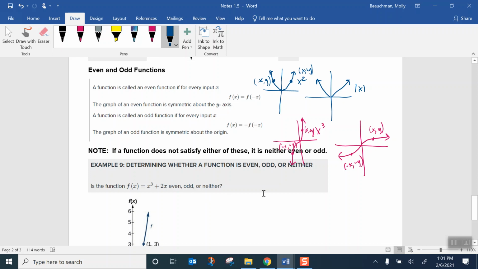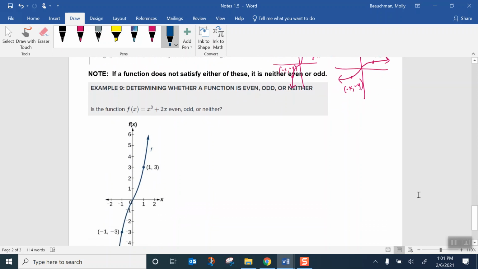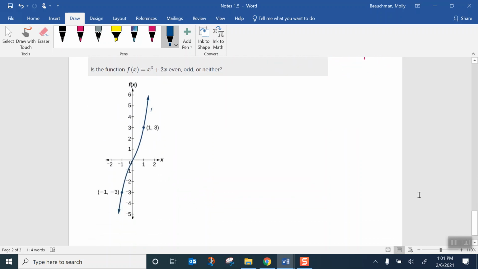So if you want to determine whether a function is even, odd, or neither, you can graph it and take a look. So is the function f of x equals x cubed plus 2x even, odd, or neither? So if we graph it, you can see that if you were to take this and rotate it 180 degrees around the origin, it would be the same, or for every (x, y), there's a (negative x, negative y). So this function is odd.